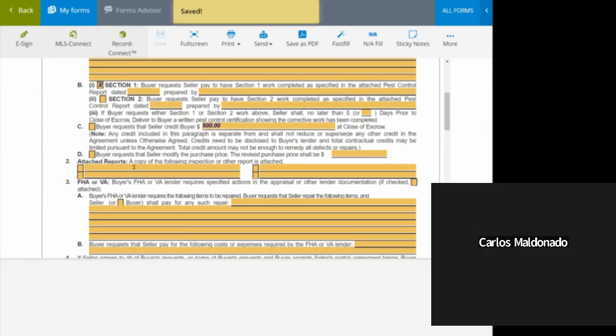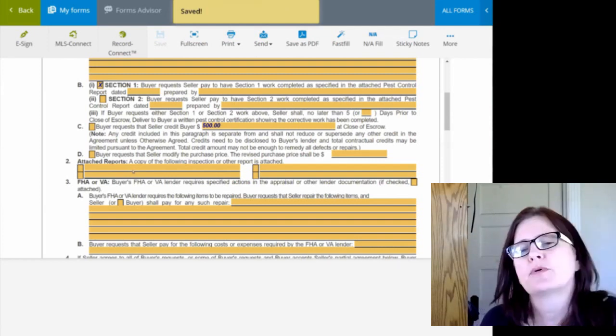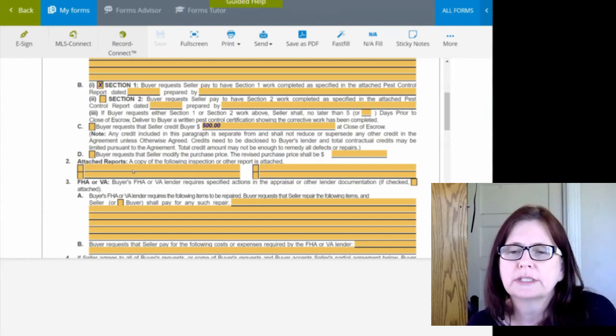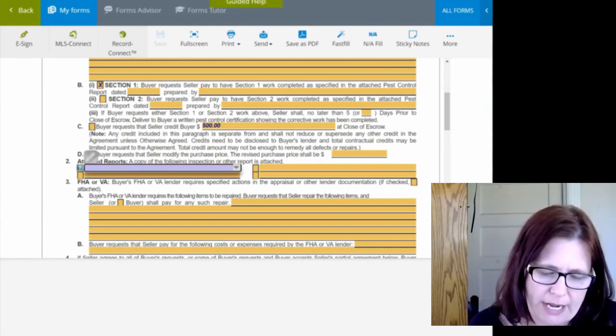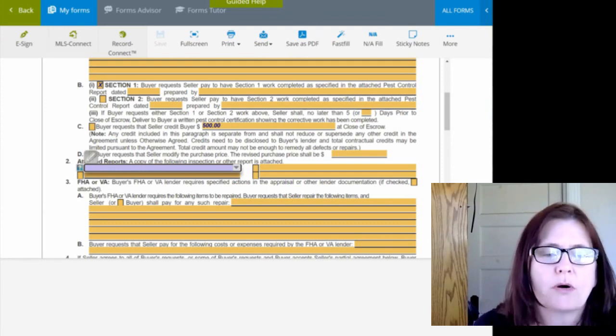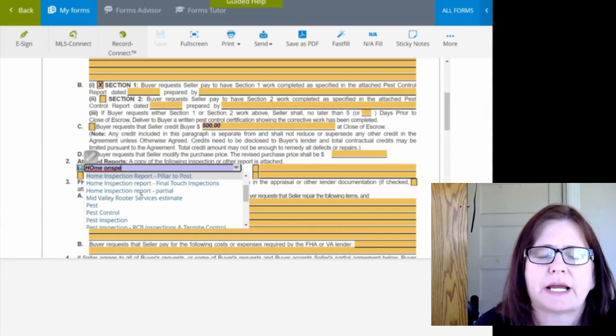On number 2, this is where we're going to attach the report. So if we're referencing an inspection report or a pest report or a pool inspection report, we're just going to put this up here. And usually I'll write, you know, home inspection report by right here, Final Touch Inspections.